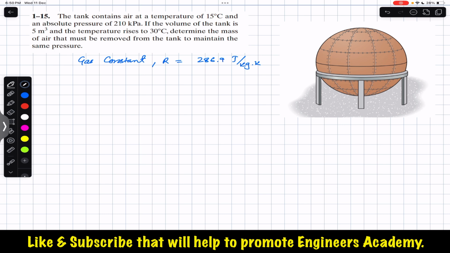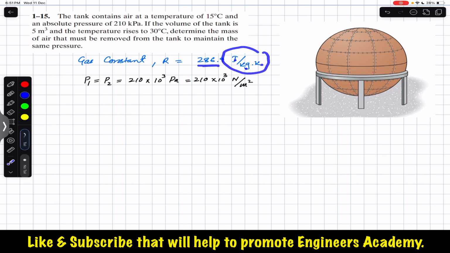So we can say that before and after the pressure remains the same. So P1 is equal to P2 is equal to 210 kilopascal. So 210 kilo will be 210 into 10 raised to the power 3 Pascal, which is Newton per meter square. Since the gas constant is 286.9 joule per kg Kelvin, we must write the pressure in SI units as well. Pascal is the SI unit, but we have to remove the kilo, so this is 10 raised to power 3.